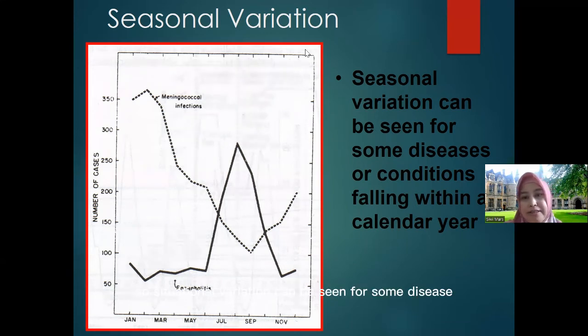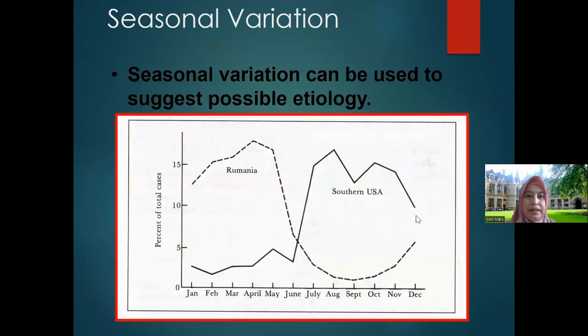Seasonal variation can be seen for some diseases or conditions within a calendar year. This is also an example where seasonal variation can be used to suggest possible etiology.